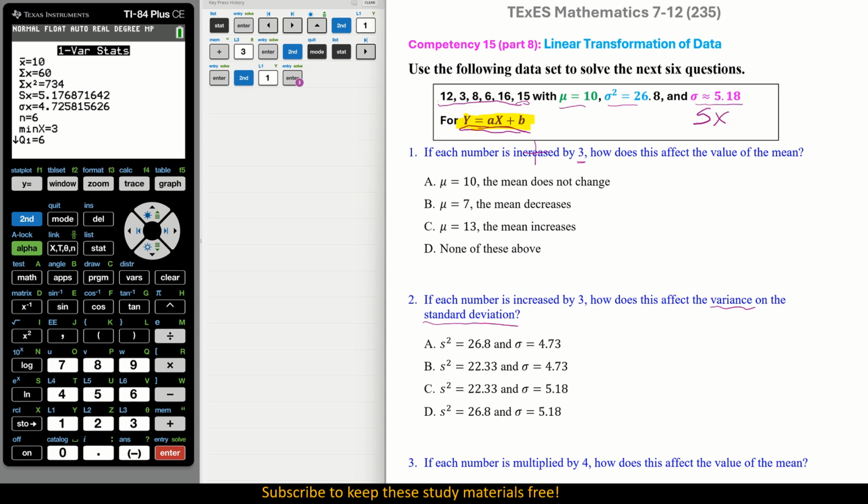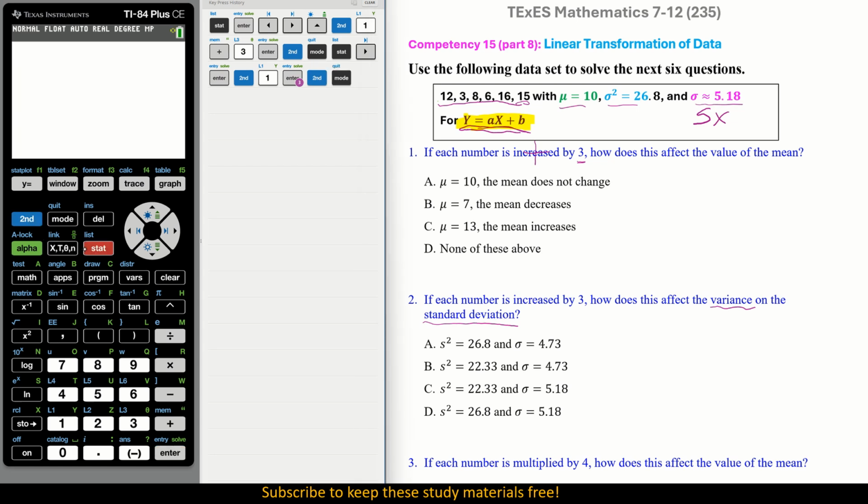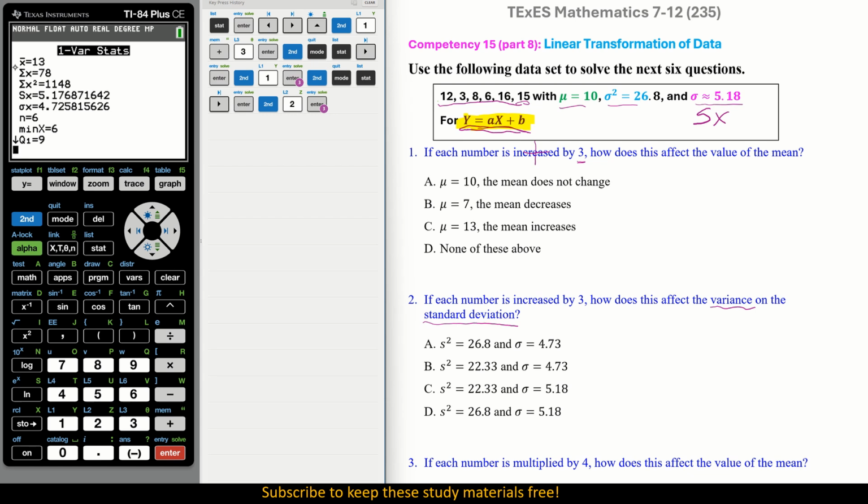So let's go back. Let's enter out. Let's go stat. Let's go over. Let's go again, but this time we want second 2 for L2. Keep entering. And then what do you get? Look at our mean. Now our mean is x bar. That's another thing you need to know.